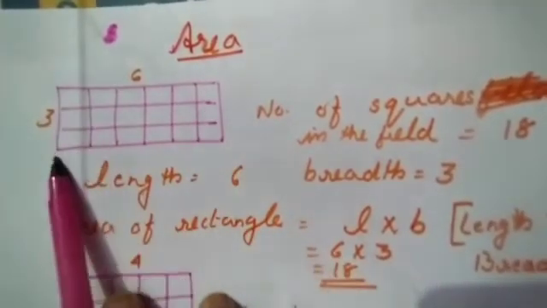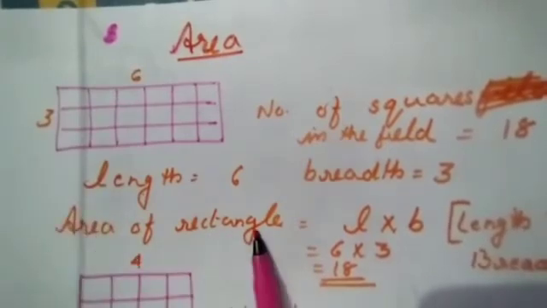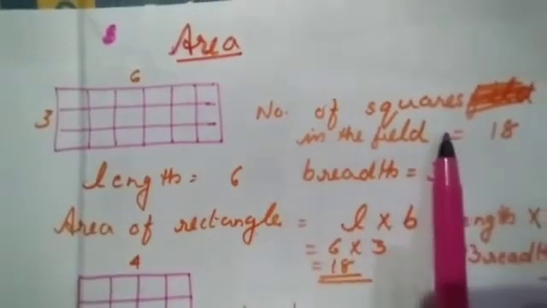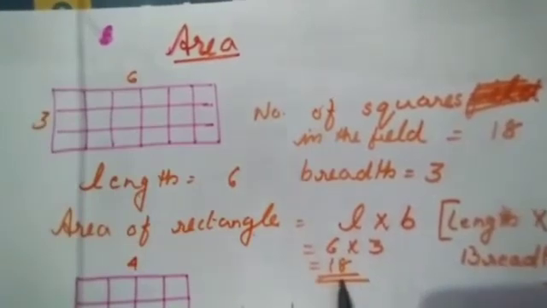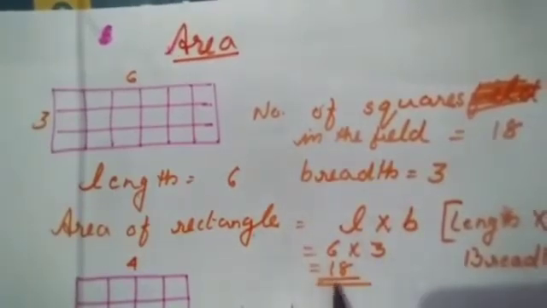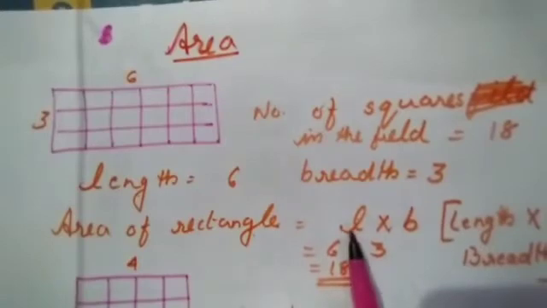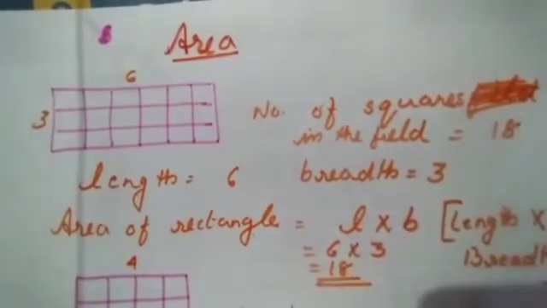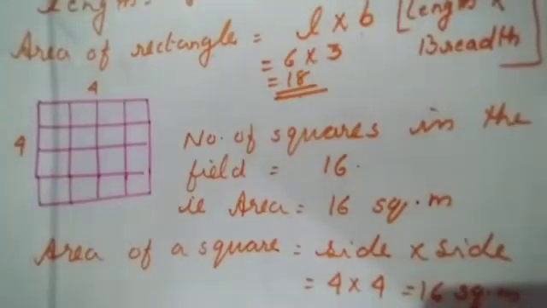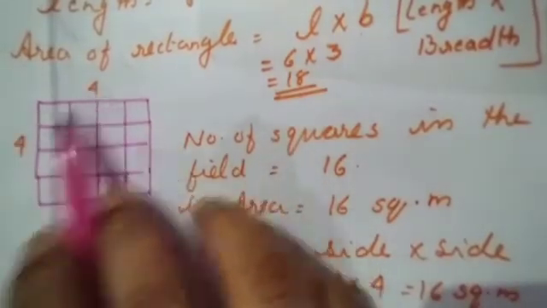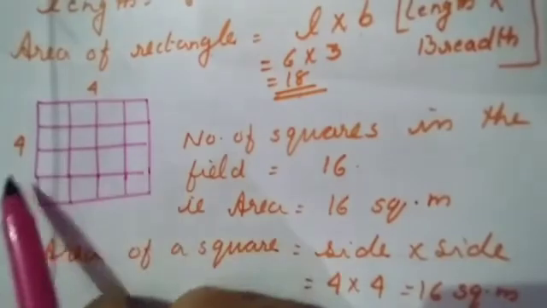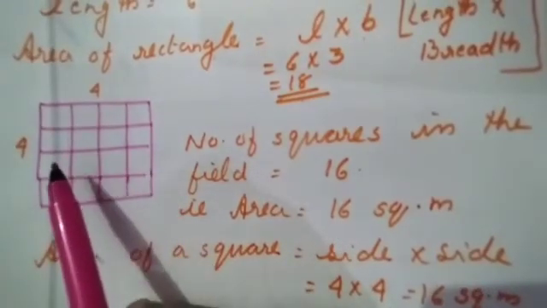The length is 6 and the breadth is 3. So, area of the rectangle is 18 square meter. That is length into breadth. That is 6 into 3 equals 18 square meter. That is, area of rectangle equals length into breadth.